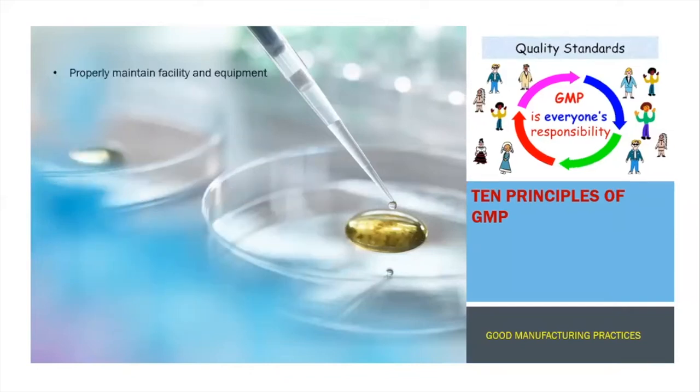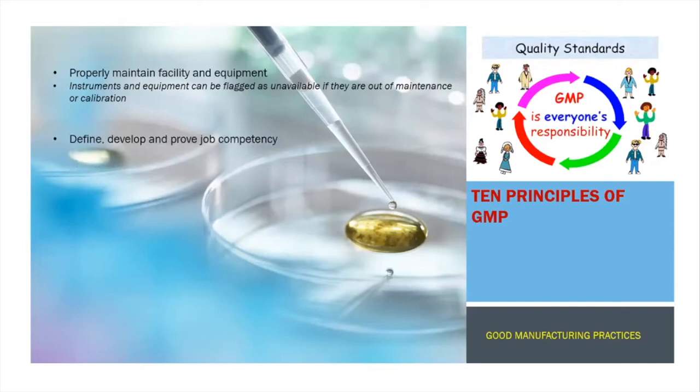Properly maintained facility and equipment. Instruments and equipment can be flagged as unavailable if they are out of maintenance or calibration. Very, very important, very critical. If in the production area or even in the laboratory area, there is an equipment which you know is not working properly, you instantly have to tag it. You have to flag it. It's unavailable, out of service. And this is a very important quality operations procedure.